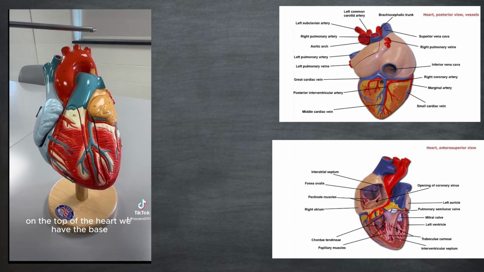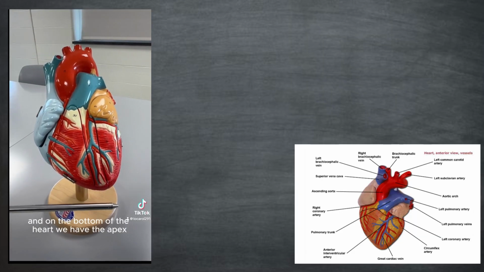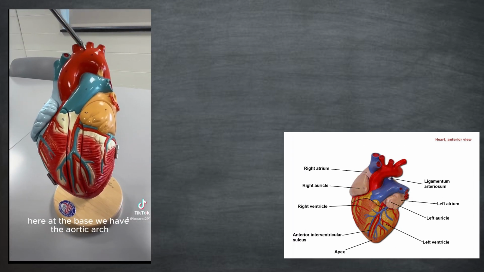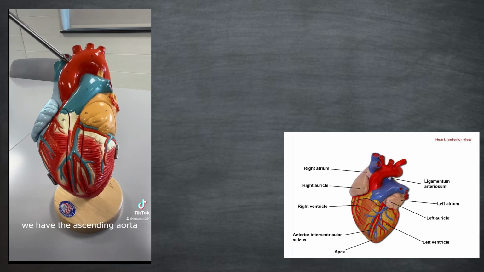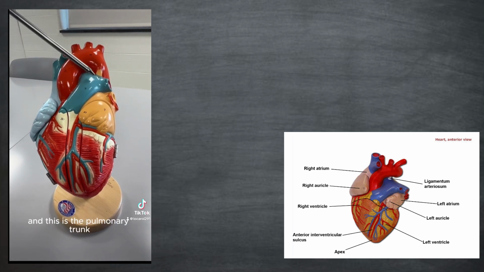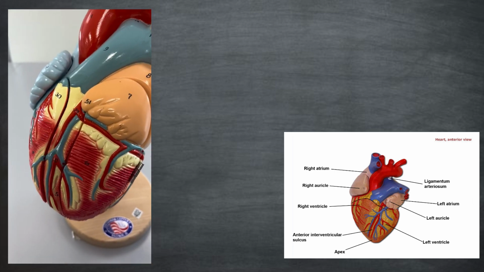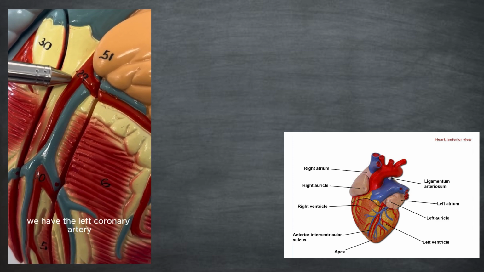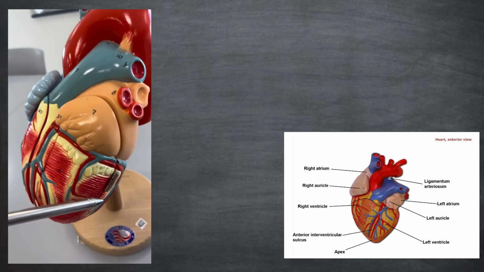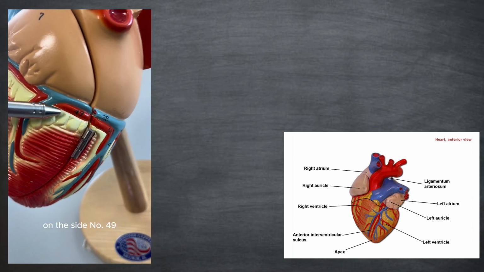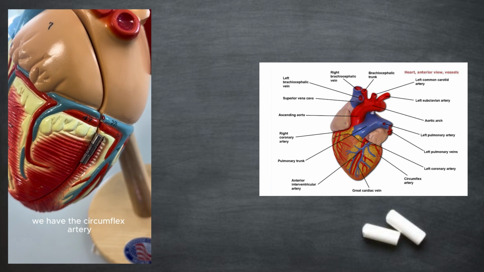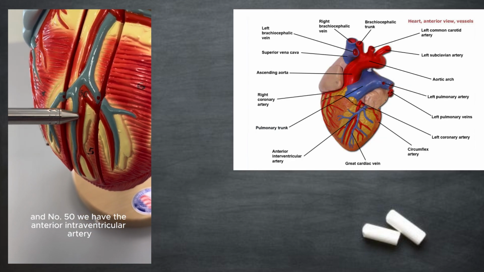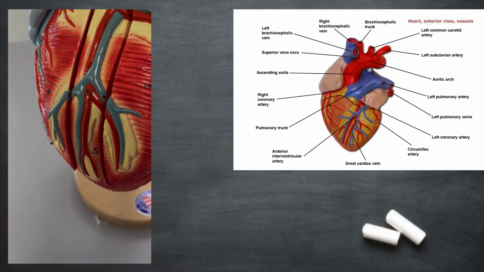On the top of the heart, we have the base, and on the bottom of the heart, we have the apex. Here at the base, we have the aortic arch. We have the ascending aorta, and this is the pulmonary trunk. On the left side here, at number 29, we have the left coronary artery. On the side, number 49, we have the circumflex artery. And number 50, we have the anterior interventricular artery.